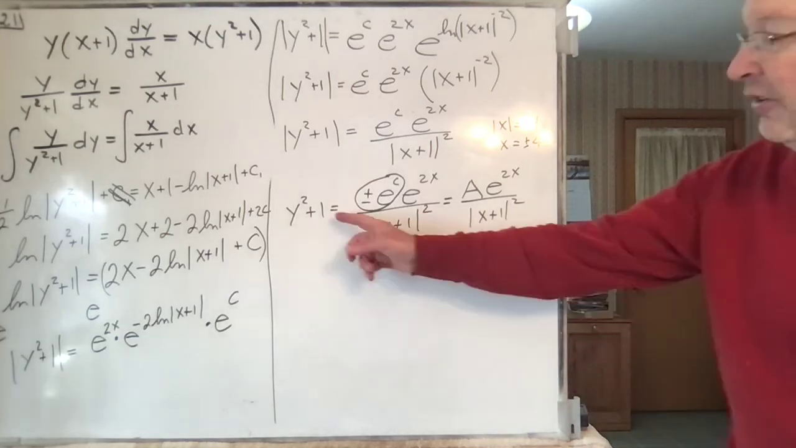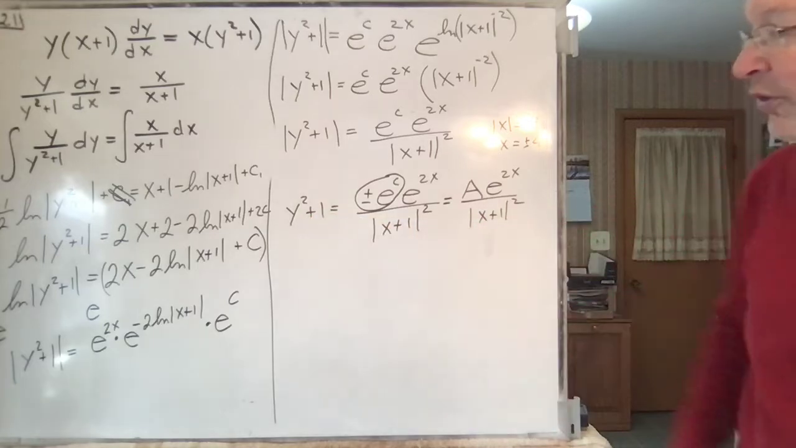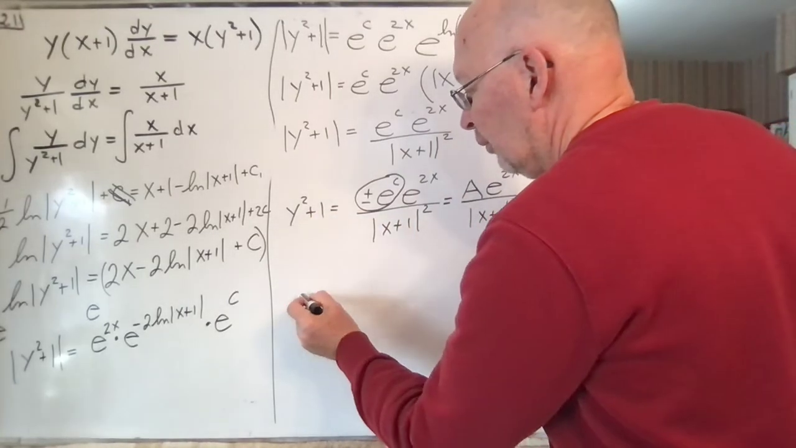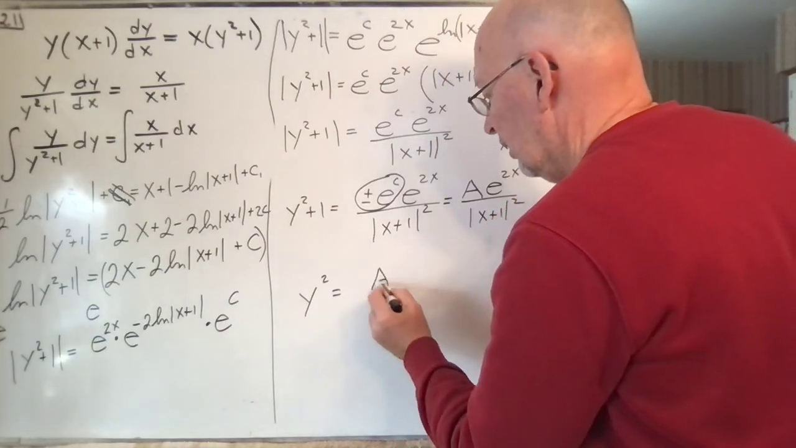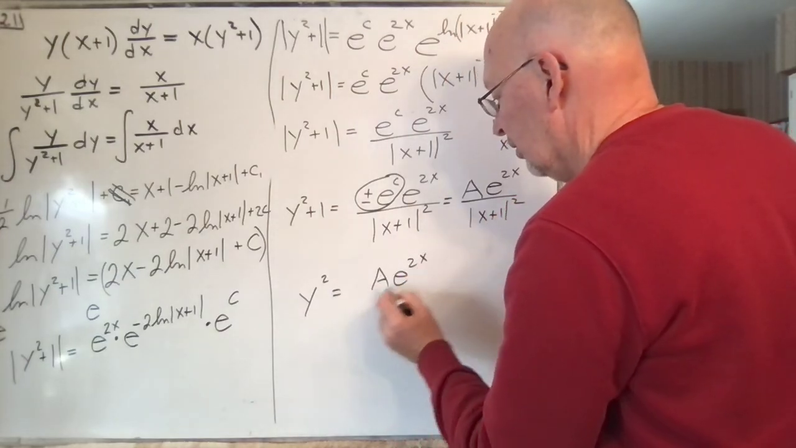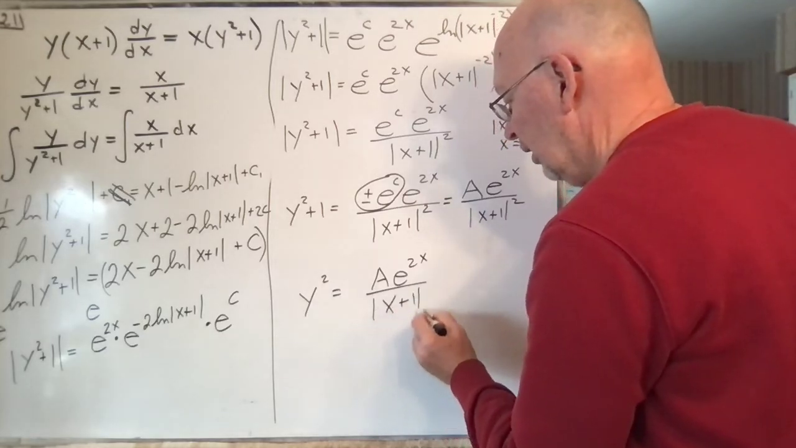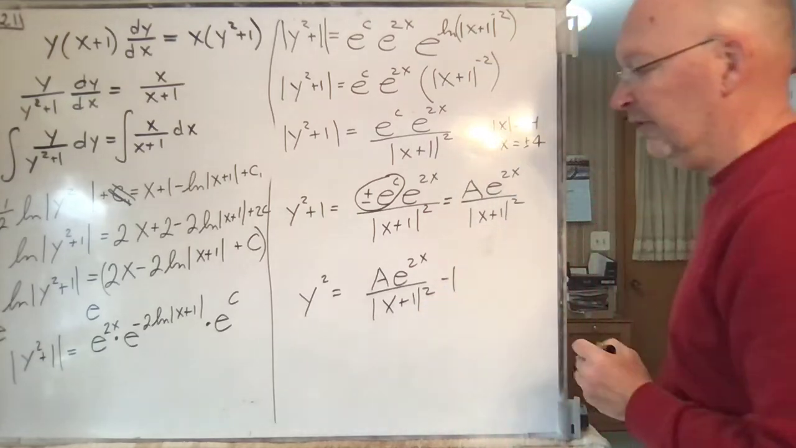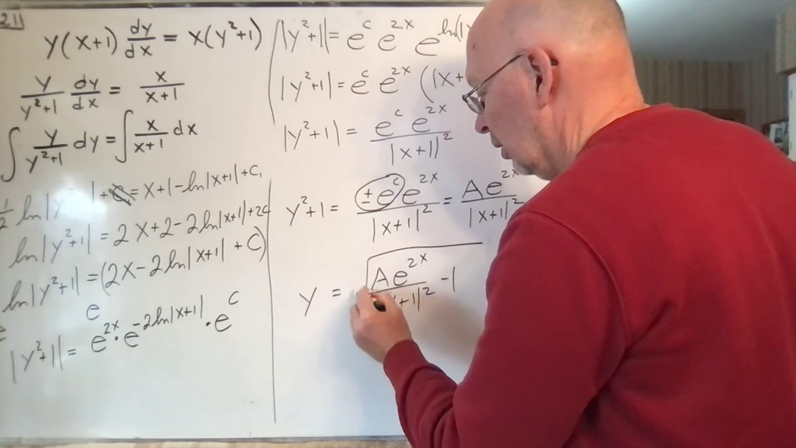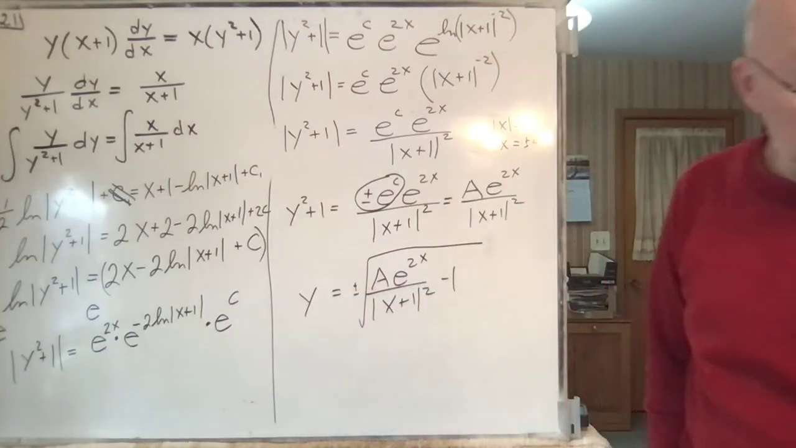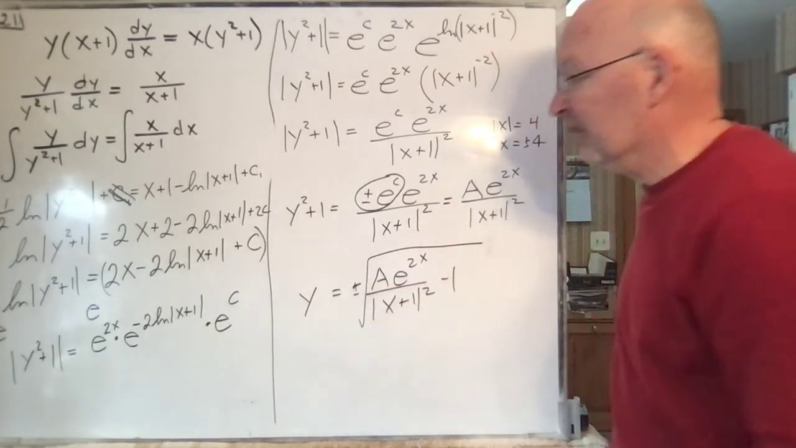And finally, how do we finish this? Notice that we have to subtract 1 from both sides, and then we take the square root. So if I subtract 1 from both sides, we're going to get a e to the 2x all over the absolute value of x plus 1 quantity squared. Now we're going to take the square root. And there you have, plus or minus there, your final solution.